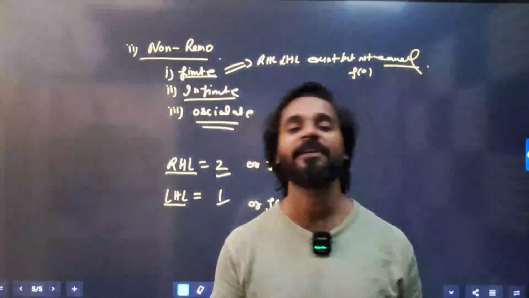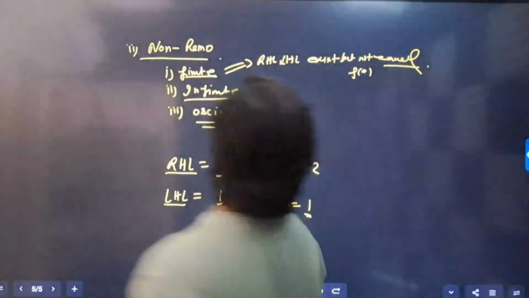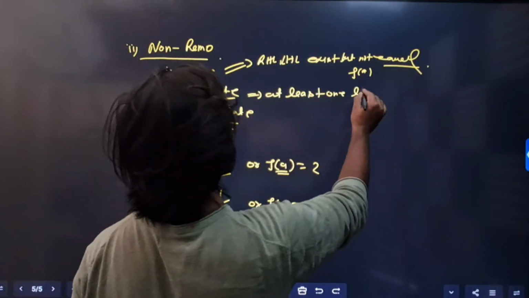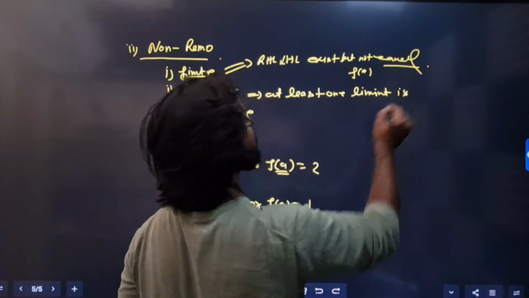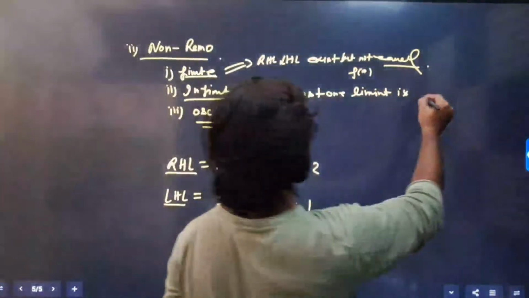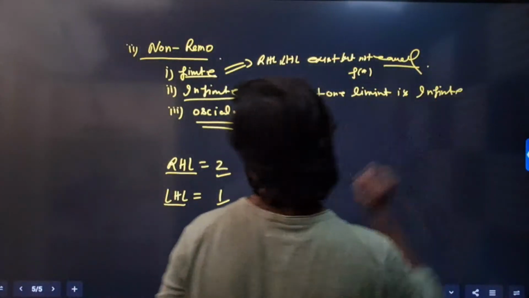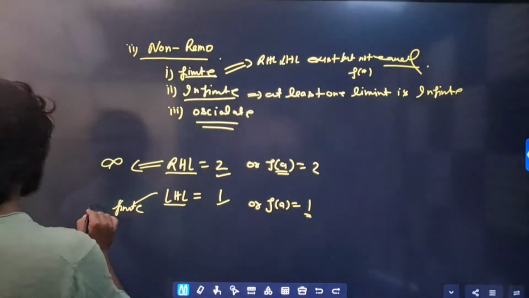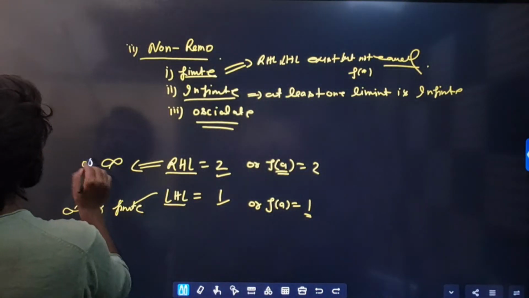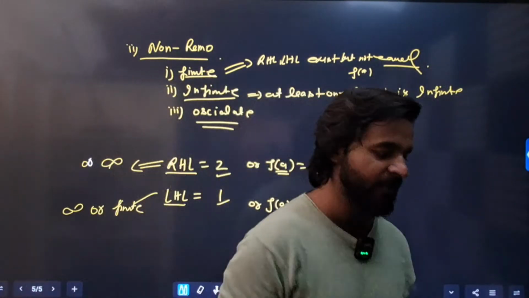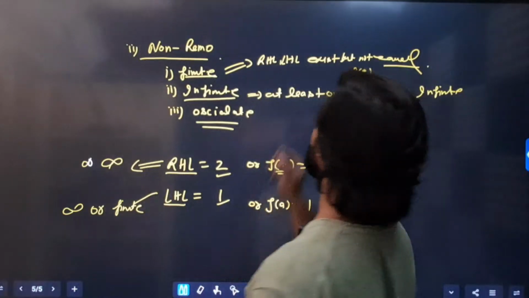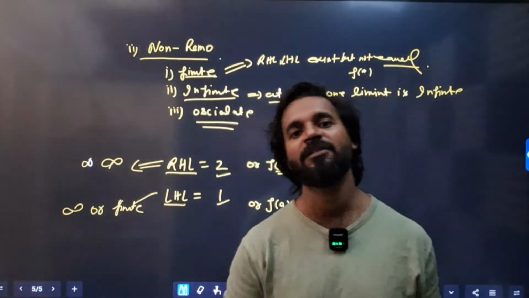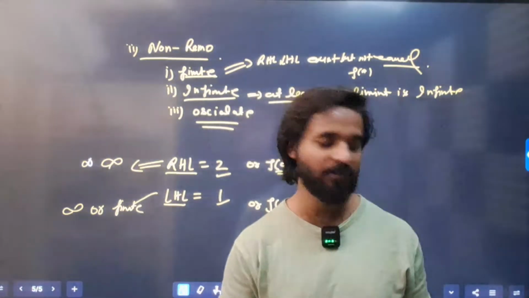You know, at least one limit is infinite. Okay, it means maybe RHL infinite, LHL finite, or both infinite, both are infinite, at least one. You know very well what is the meaning of at least. At least means at least one. Clear or not? Clear? Okay.